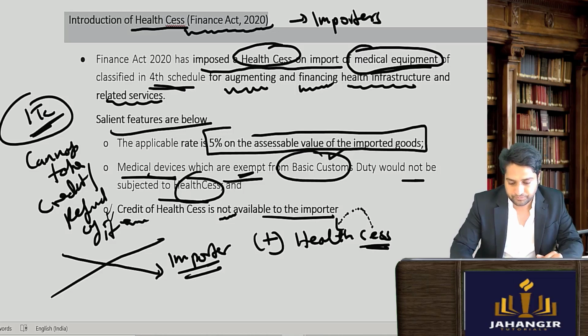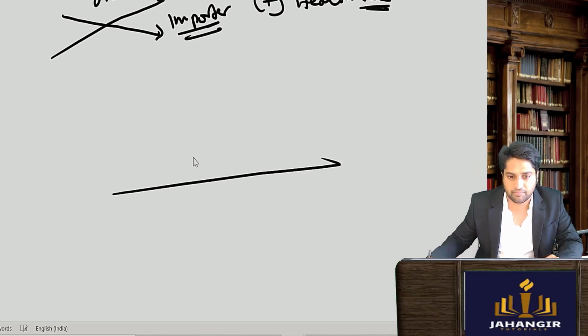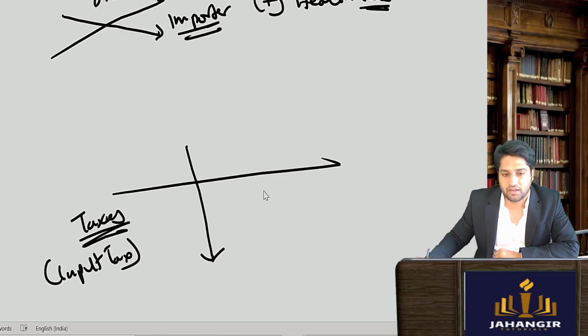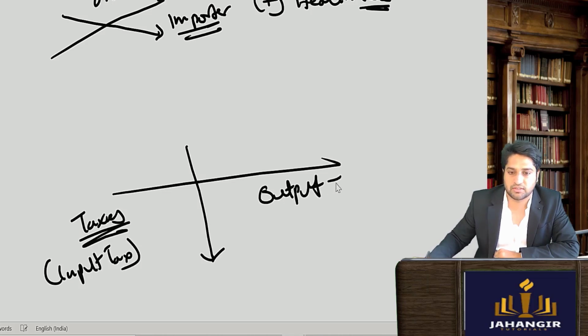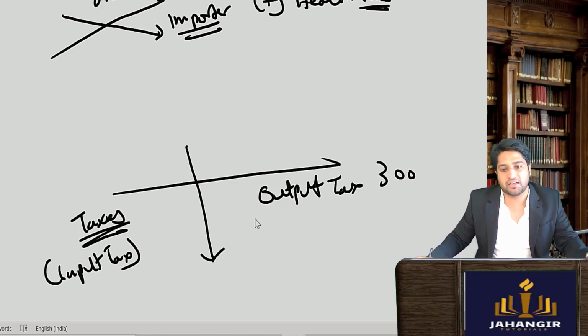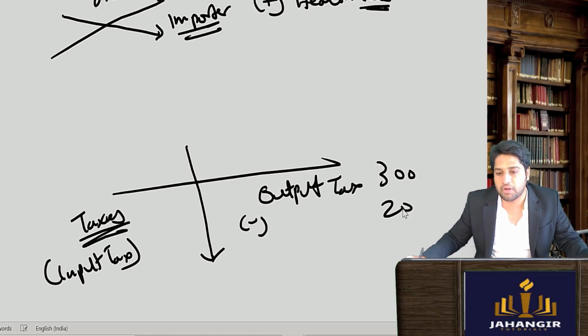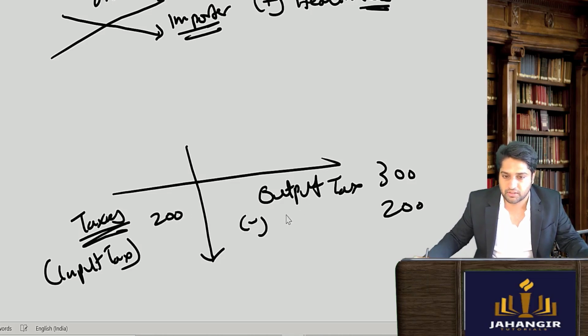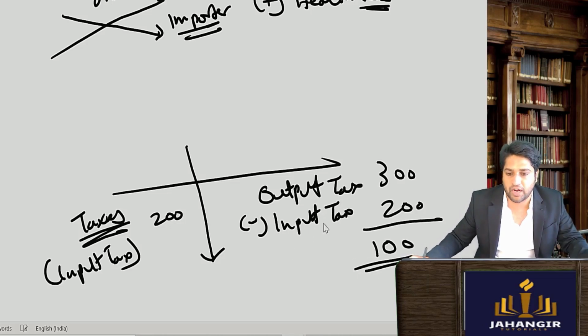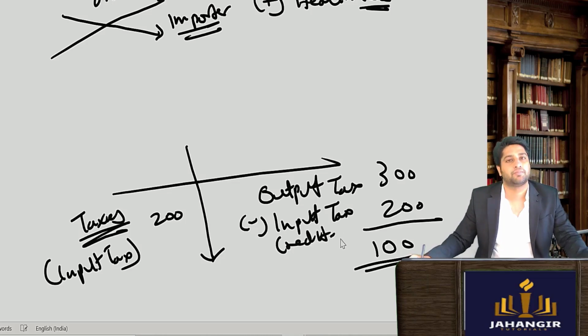So for example, let's say I am importing the goods, I pay taxes, all these taxes become my input tax. When I further sell, I will collect output tax on sales, let's say 300. Then I'll tell the government that boss, I have collected 300 but I have already paid 200 on my purchases. I have paid you 200 rupees already. So I just have to pay you 100 rupees. So what did I do? I took an input tax credit.